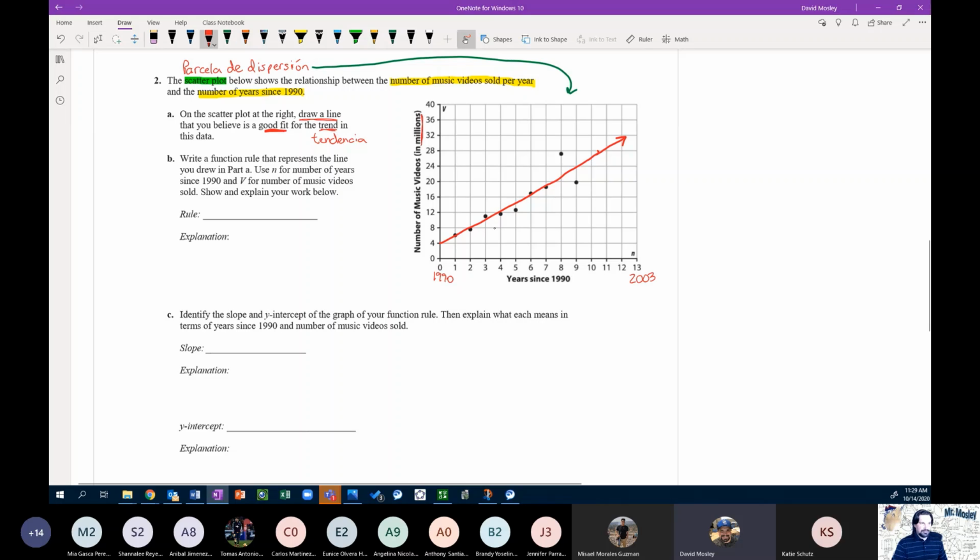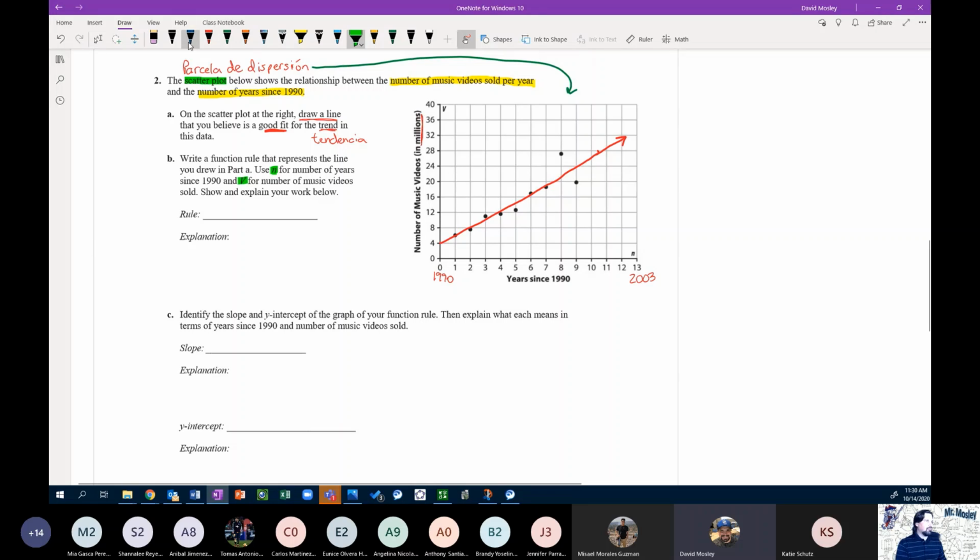Okay, so now, the math part. Part B, we need to write a function rule that represents the line you drew in part A. This line, the line right here. We need to use N for number of years since 1990 and V for the number of music videos sold. So I need to use those two letters for my variables. Okay. So we need to find the change and the y-intercept.